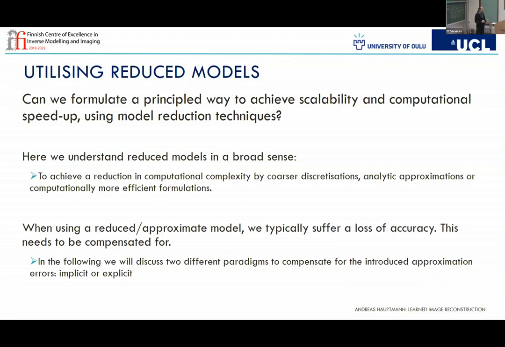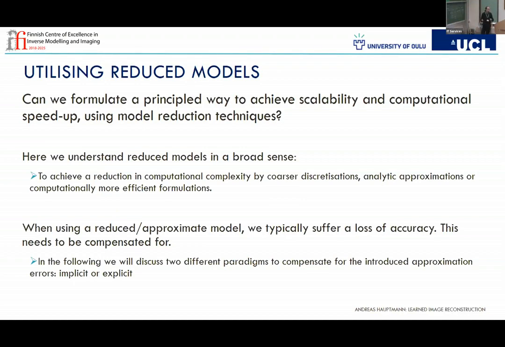But also one problem is that if we're using these reduced models, we typically suffer a loss of accuracy. So we end up with something that is not as optimal as if we would use an accurate operator, and this needs to be compensated for. It's maybe quite straightforward to do that in a learned framework. The rest of my talk will be two different paradigms to do this correction: either we just plug it into a learned framework, or we use an approximate model and correct it with a network.